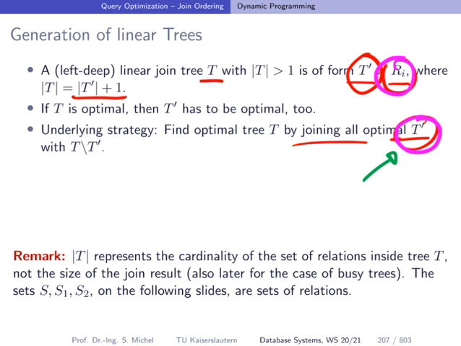One remark about notation: when we're talking about join trees T, the cardinality here represents the number of relations inside T. Here we do not denote by this the size of the join result. Right? This is important to note. The sets later on, S, S1 and S2, are sets of relations, so our subproblems.